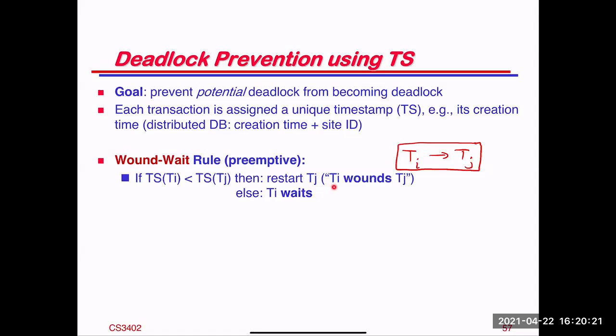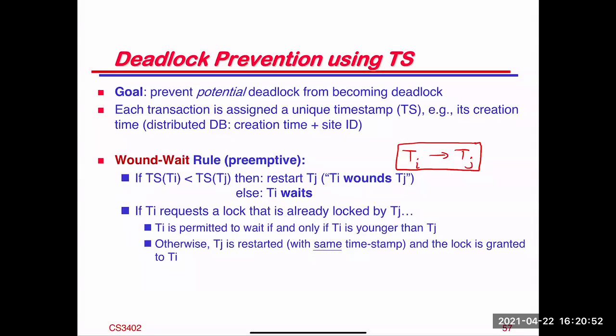Okay, and the reason why this is called the wound wait rule is that we can think of the older transaction TI as wounding the newer transaction TJ by restarting it. And otherwise, if TI is a newer transaction, then it needs to wait. Okay, so that's why this is the wound wait rule.